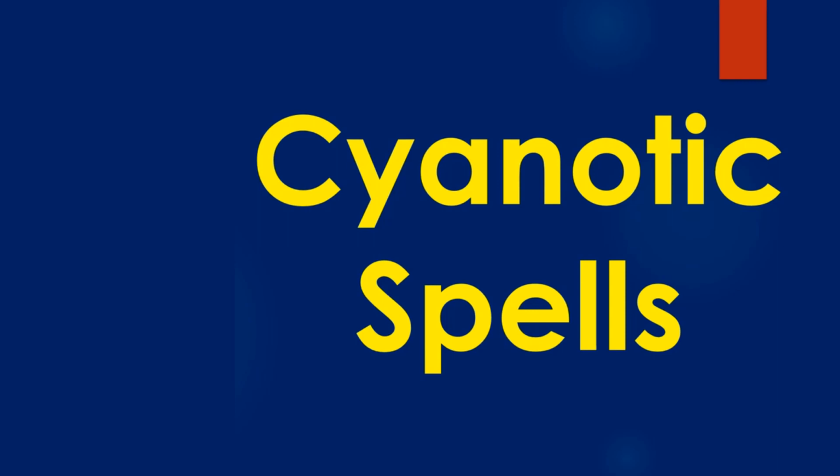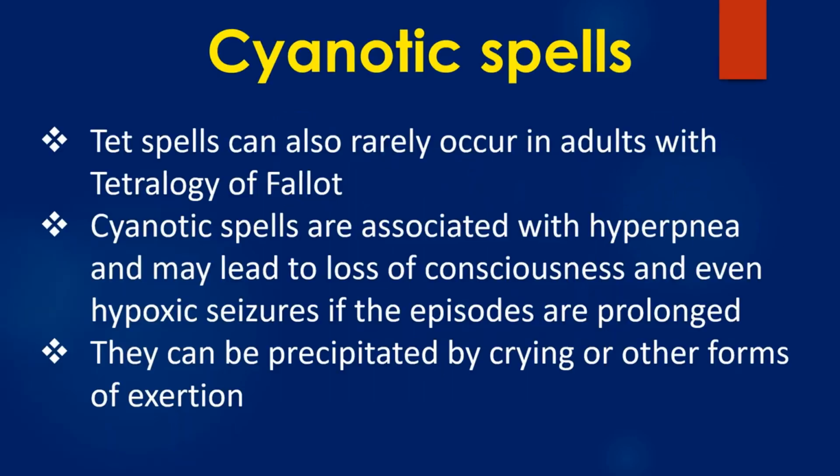Cyanotic spells are episodes of worsening of cyanosis, also called hypercyanotic spells and TET spells for short, in infants with cyanotic congenital heart disease with low pulmonary blood flow. This group of cyanotic congenital heart diseases are known together as tetralogy of Fallot physiology. TET spells can also rarely occur in adults with tetralogy of Fallot. Cyanotic spells are associated with hyperpnea and may lead to loss of consciousness and even hypoxic seizures if the episodes are prolonged. They can be precipitated by crying or other forms of exertion.